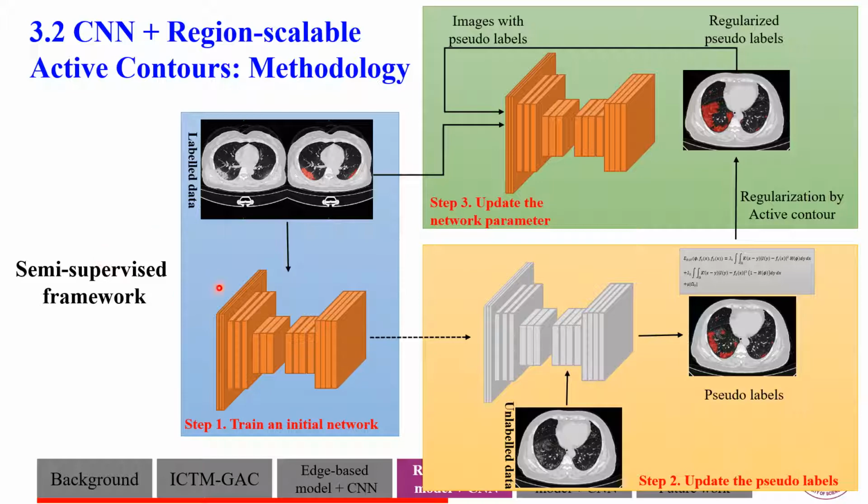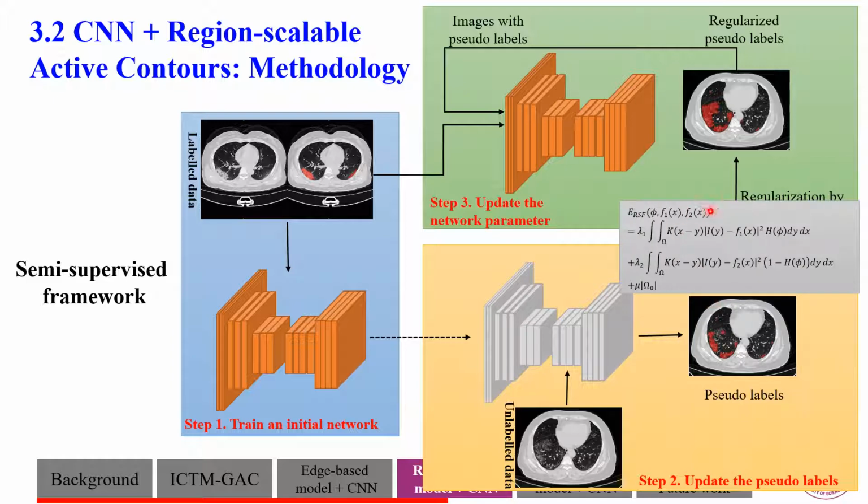We proposed the regional active contour regularized semi-supervised learning framework for COVID-19 infection segmentation. It contains 3 steps. In the first step, we train the segmentation network with few labeled images. Then we segment the unlabeled images with the trained network and obtain pseudo labels. The naive pseudo labels usually have low segmentation quality, such as under-segmentation. To improve the quality of pseudo labels, we regularize them by the region scalable fitting active contour model. Finally, we update the network with both labeled images and unlabeled images with the regularized pseudo labels.